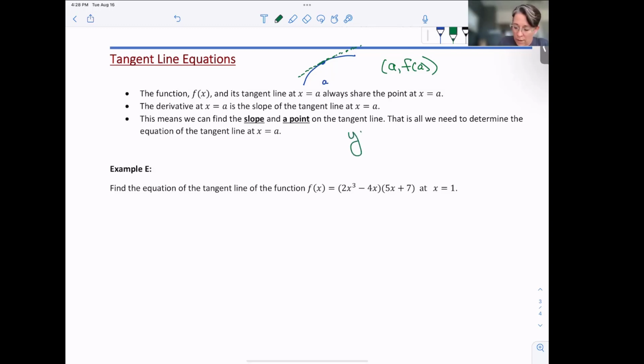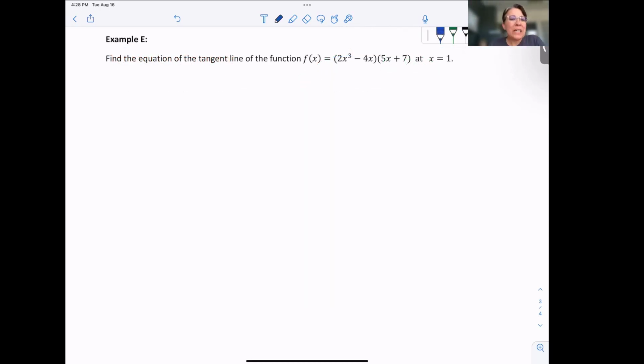Remember, we have y equals mx plus b, or y minus y1 equals the slope times x minus x1. To find either of these formats, we only need the slope and a point. So let's do that. In example E, we're to find the equation of the tangent line of the function f of x equals the quantity 2x cubed minus 4x times the quantity 5x plus 7 at x equals 1.